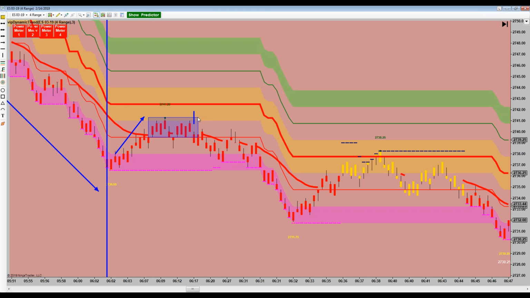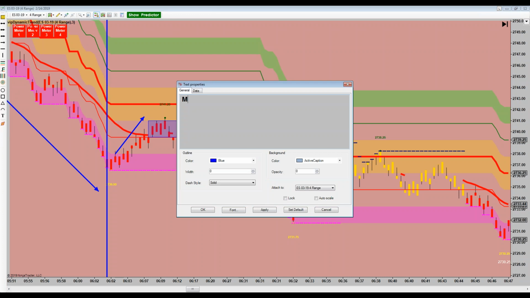So just to be clear, in order for this to qualify as a minimum criteria trade, it has to be in this band right here above line 2. So I'm going to put it right on here. This is what we call a minimum criteria short trade.